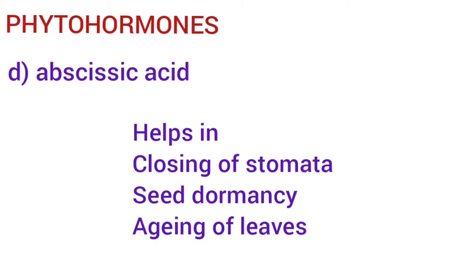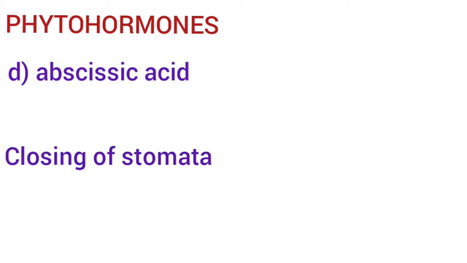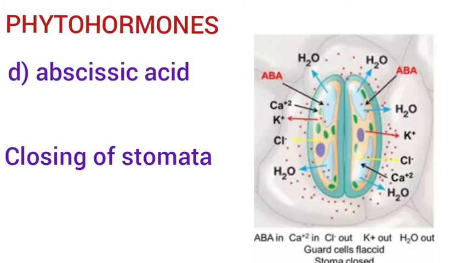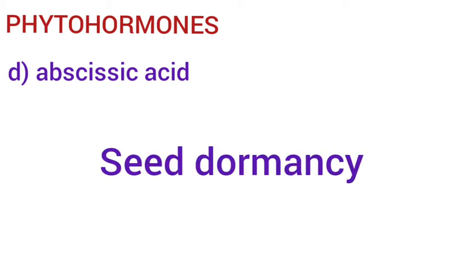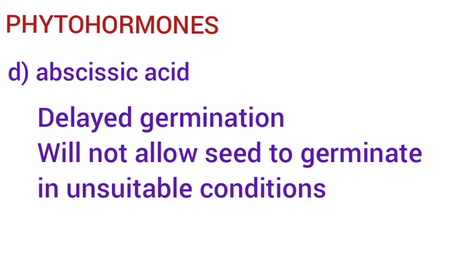The next hormone is abscisic acid. This hormone helps in closing of stomata. It stimulates the loss of potassium ions from the cell and a decrease in turgor pressure. Therefore, the stomata close. Abscisic acid also helps in seed dormancy. Seed dormancy is an evolutionary adaptation which will not allow seeds to germinate in unsuitable ecological conditions. Thereby, it leads to delayed germination. Abscisic acid maintains seed dormancy.